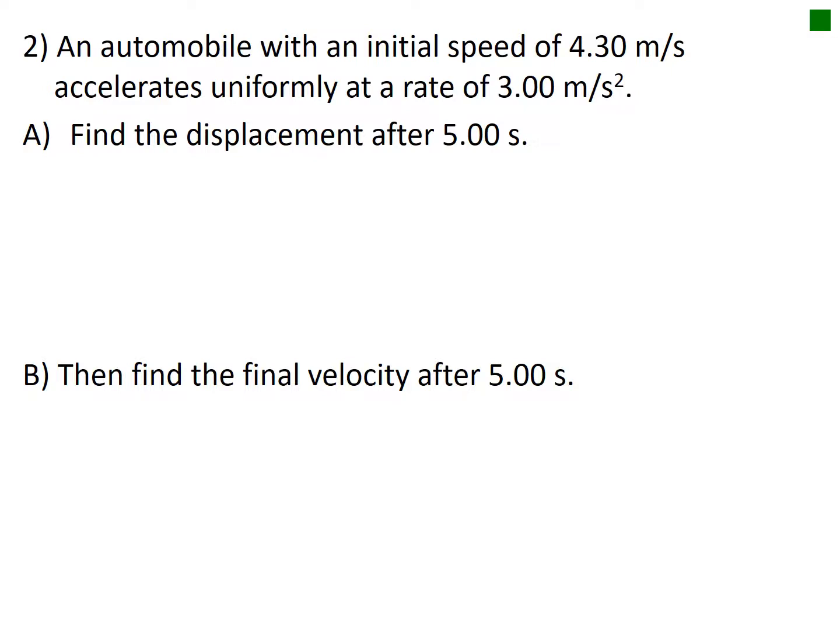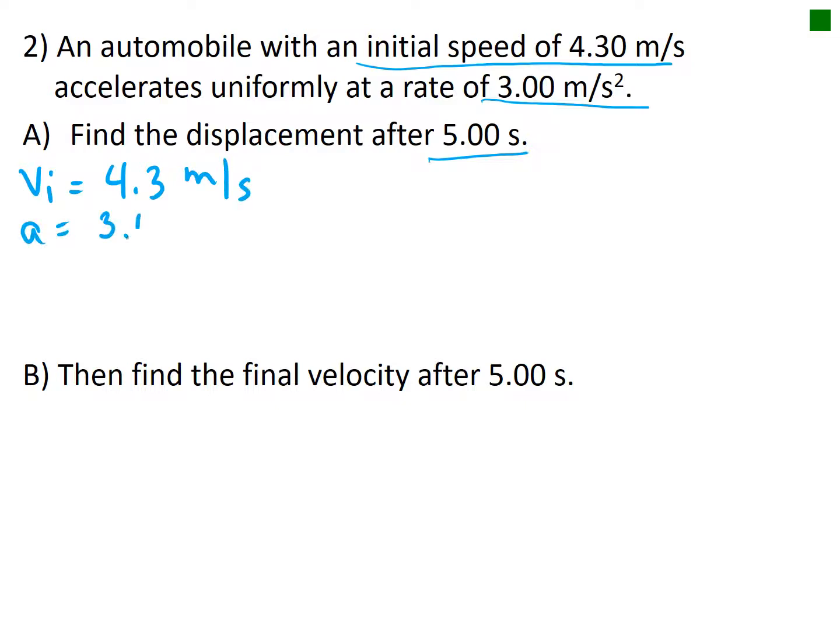Okay, I kind of like this blue. It's kind of nice. All right, an automobile with an initial speed of 4.3 meters per second accelerates uniformly at a rate of 3 meters per second squared. Find the displacement after 5 seconds. All right, so this is very similar to the one that we just did, because we're given that VI is 4.3. We know the acceleration, 3 meters per second squared. We know that the time is 5 seconds. And we're asked to find the final displacement, XF.